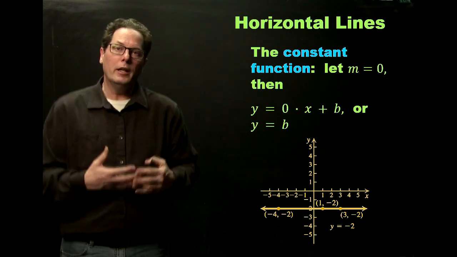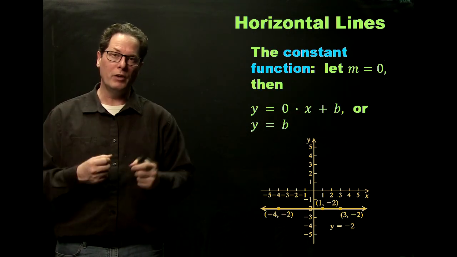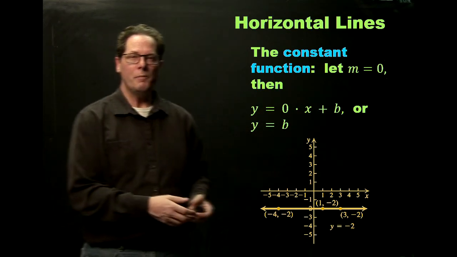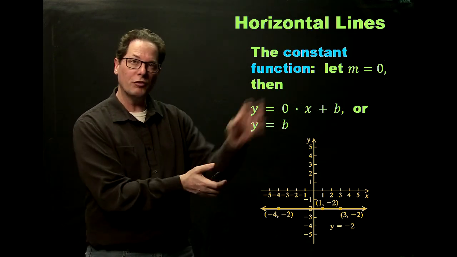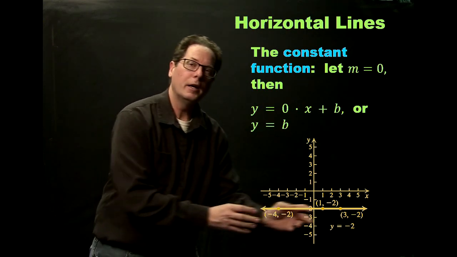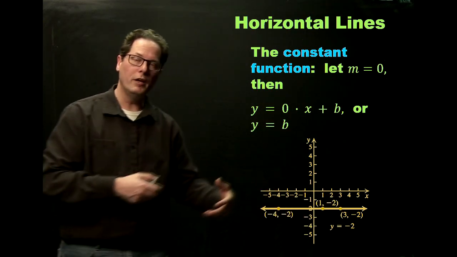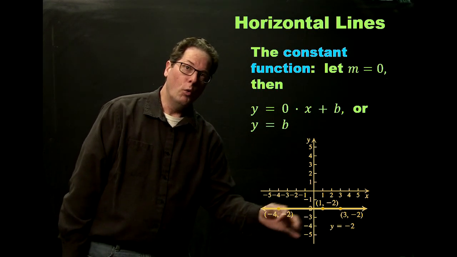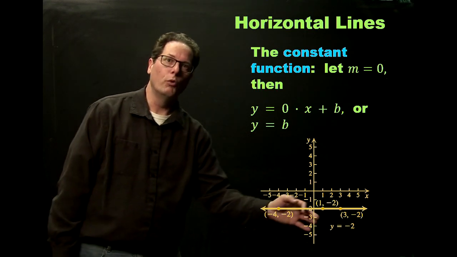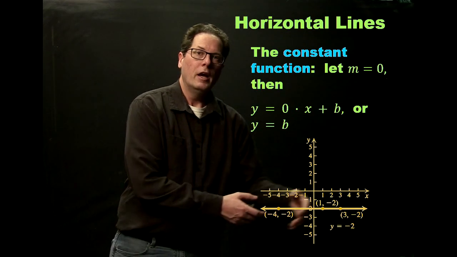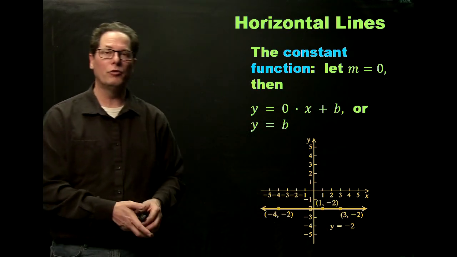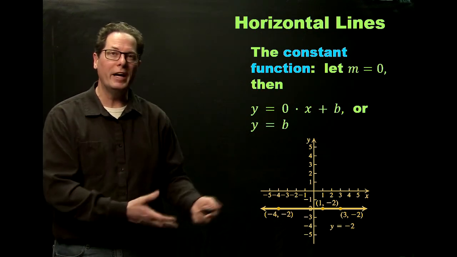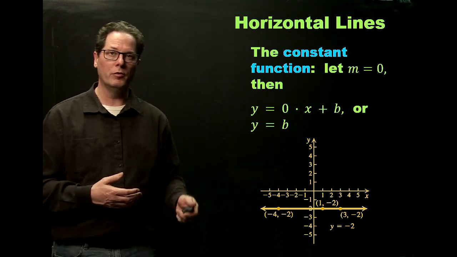Now, there are a couple linear functions that we want to name. For instance, the constant function, or a horizontal line. This is a special function that has slope 0, and for this example here, y equals -2, a horizontal line. It doesn't matter what x-coordinate you pick, -4, 0, 3, the y-coordinate is always -2. That's why we call it a constant function. It's constantly -2 no matter what the input is.